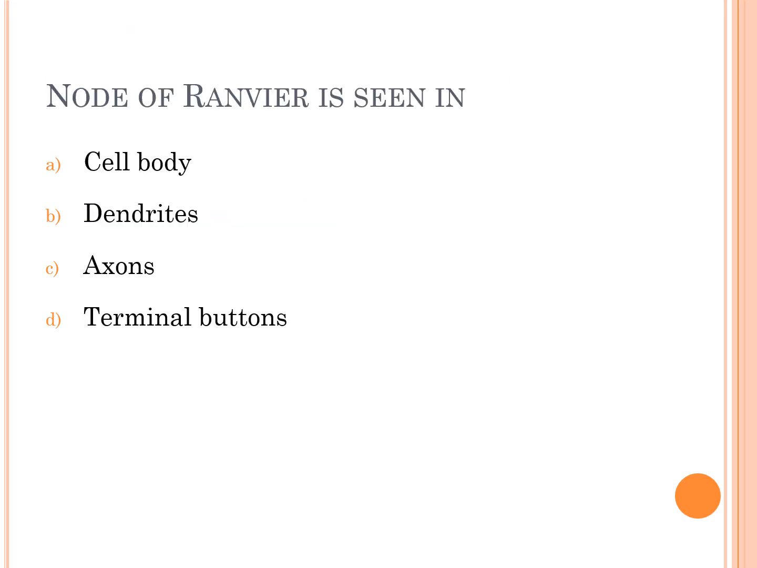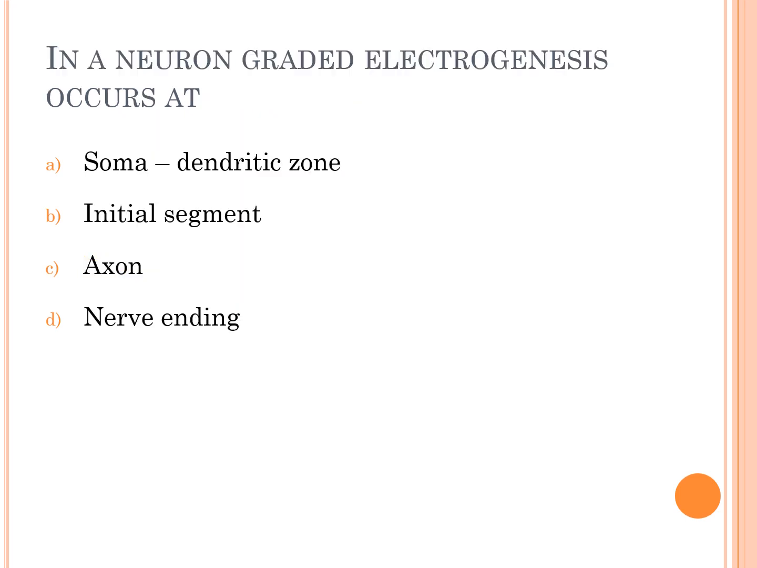There will be loss of myelin sheath, which is associated with conduction block. Where will the node of Ranvier be present? Cell body, dendrites, axon, or terminal button? So the node of Ranvier is present in the axons. The axons are surrounded by a myelin sheath, and in some places there is no myelin sheath; that is called the node of Ranvier.